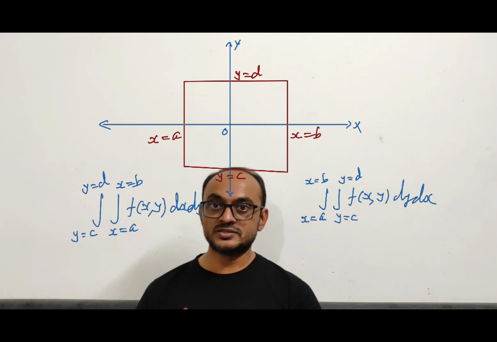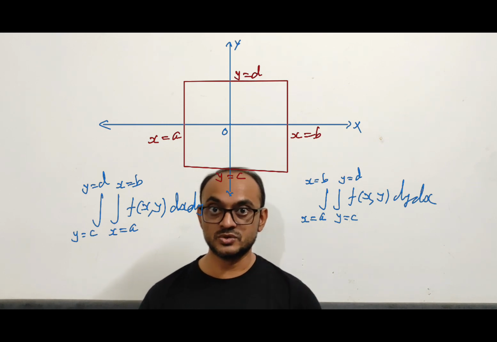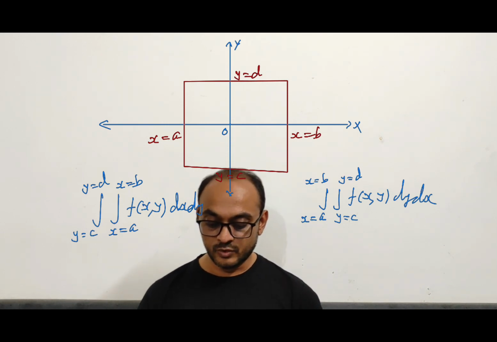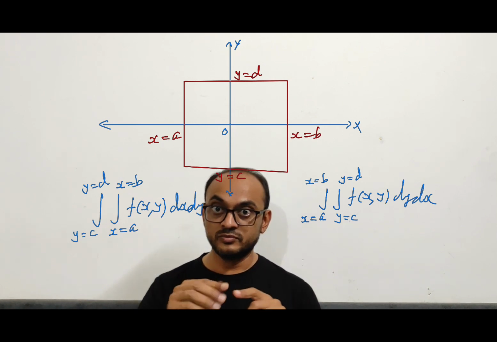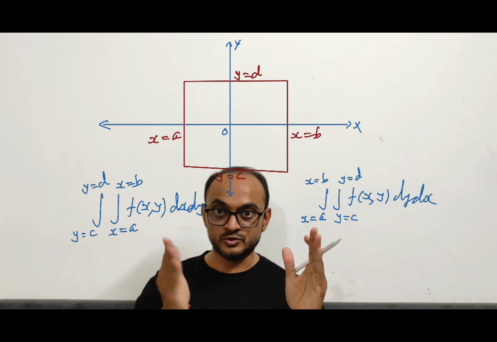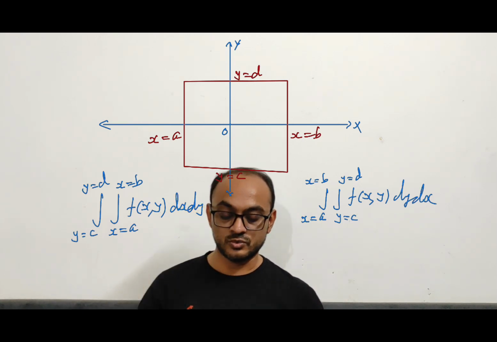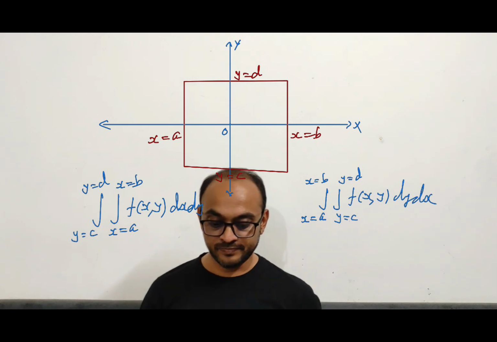Let us continue our last session. But before starting, let us quickly revisit what we have seen so far. We have been given the region in rectangular form, from x equal to a to x equal to b and y equal to c to y equal to d. Then this is how we write the limits.